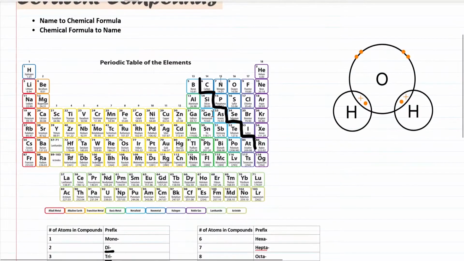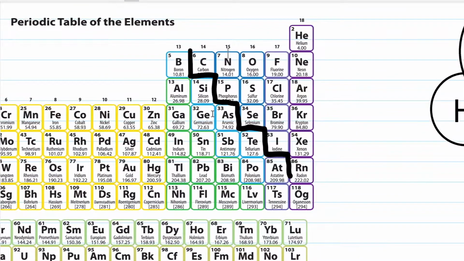A covalent compound is characterized by a covalent bond between two nonmetals. Two nonmetals can be found on the periodic table by looking at the staircase, which separates the nonmetals on the right side of the staircase from the metalloids and the metals over here. So a covalent compound is from two entities that are nonmetals, which are to the right of this staircase.